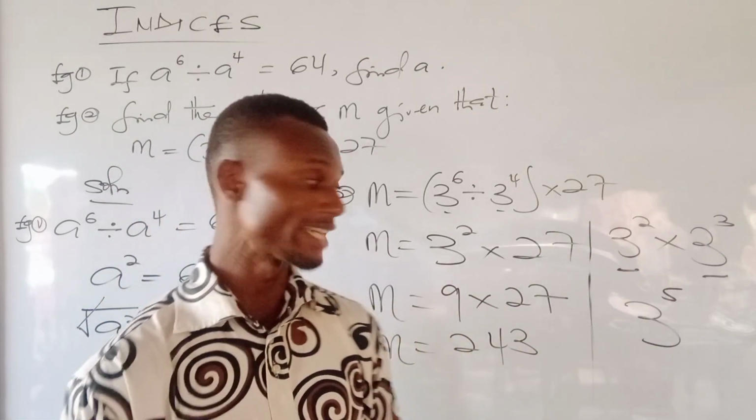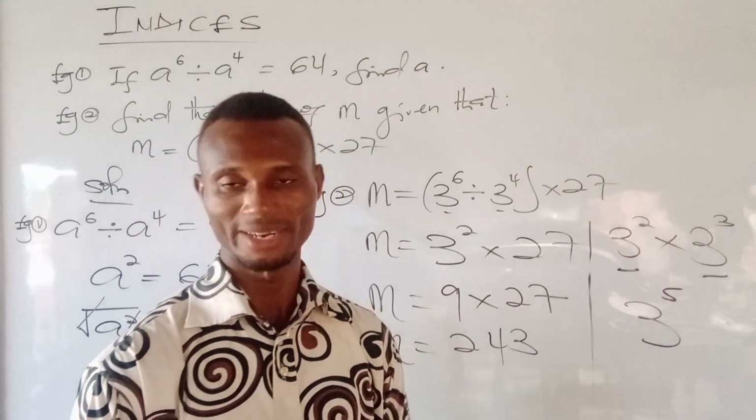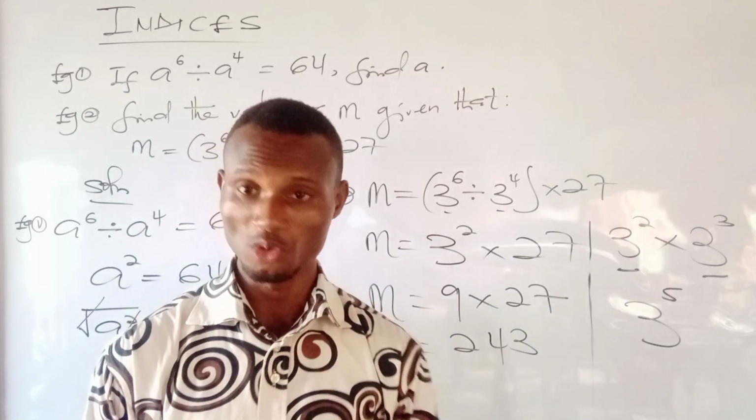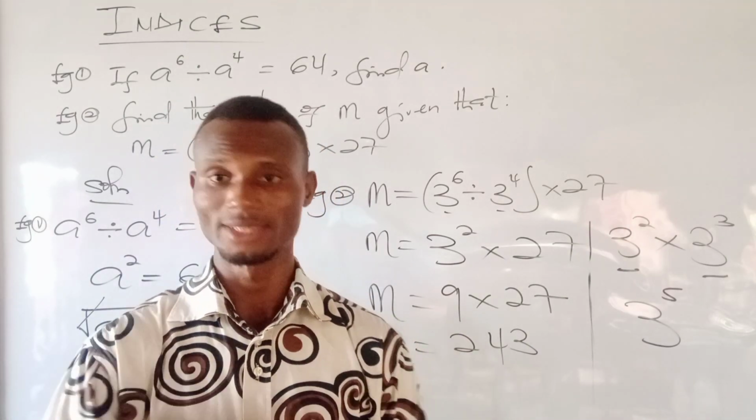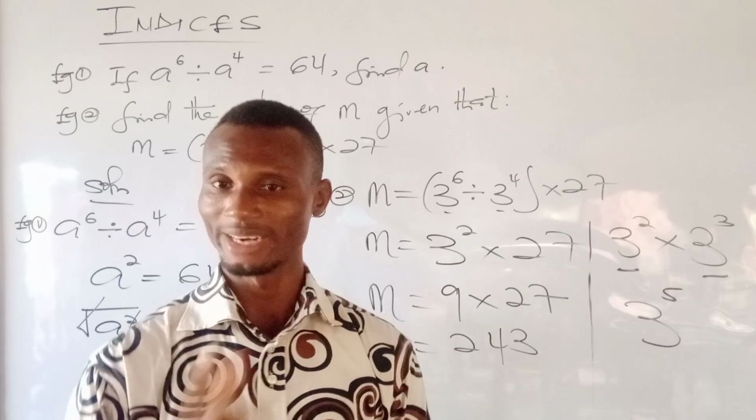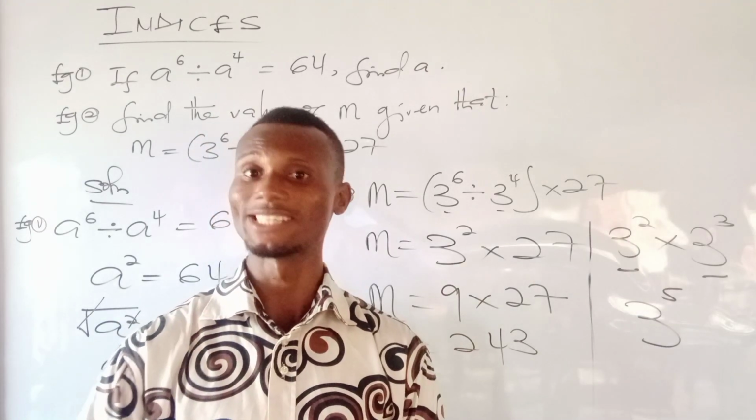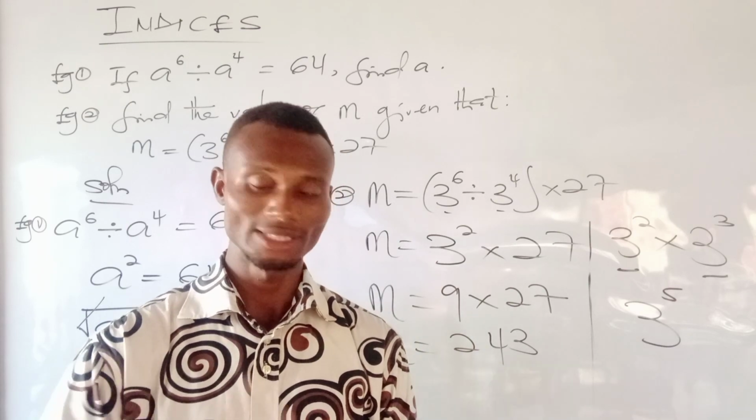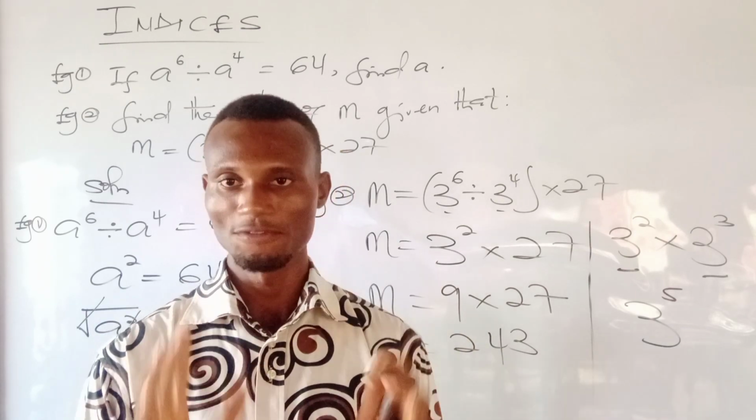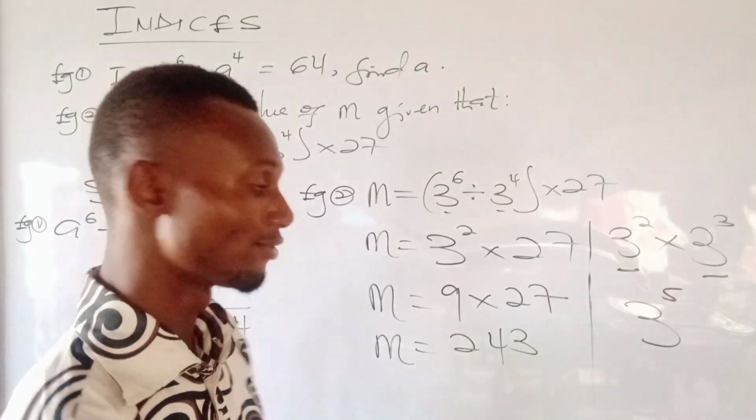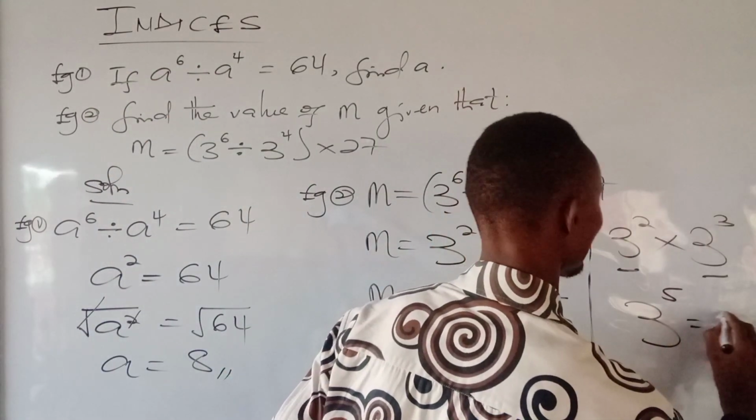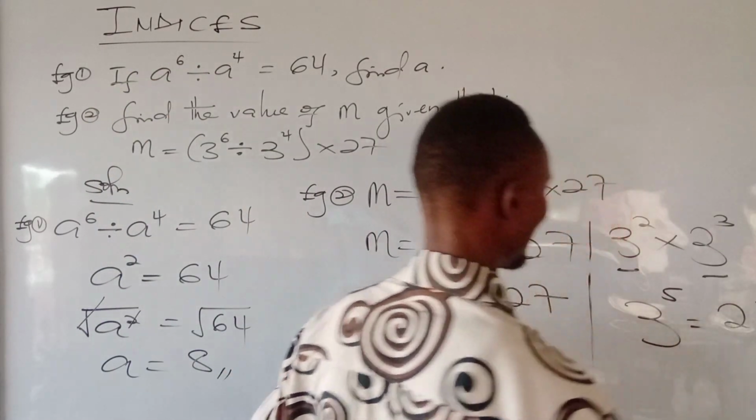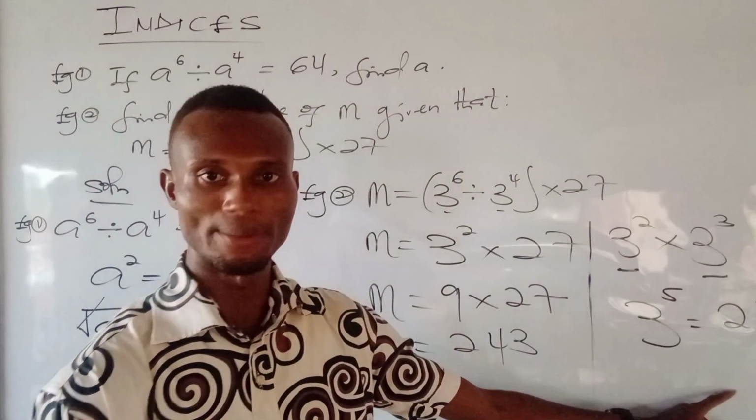Again, note that 3 to the power 5 doesn't mean 3 times 5. Students make those mistakes, that's why I'm stressing it. 3 to the power 5 doesn't mean 3 times 5. It means 3 is multiplying itself 5 times, which is 3 times 3 times 3 times 3 times another 3, 5 times. And that gives 243. So you get your m to be the same answer.